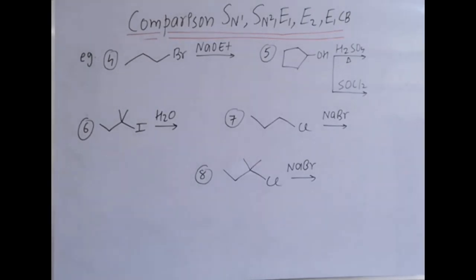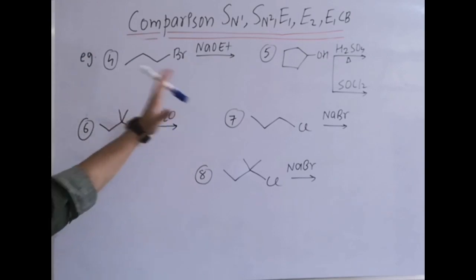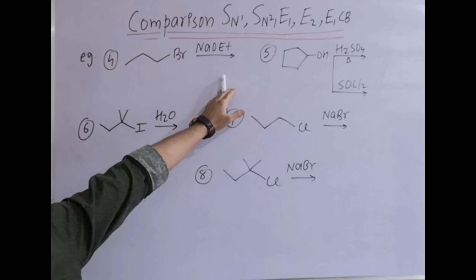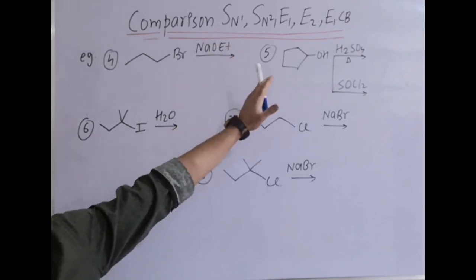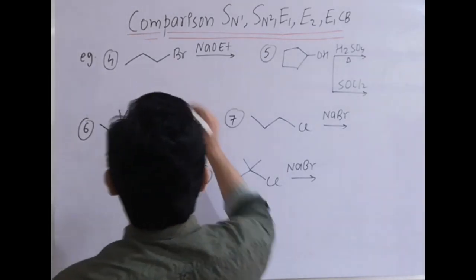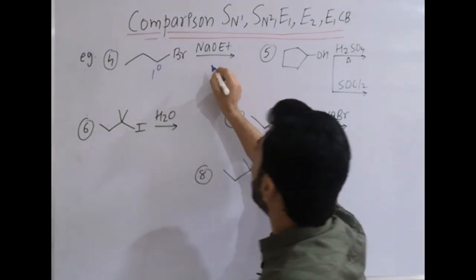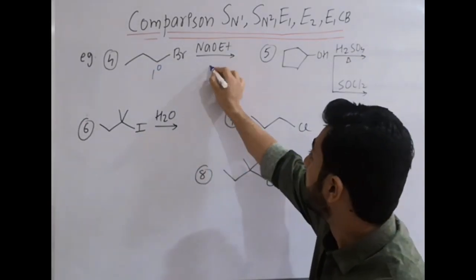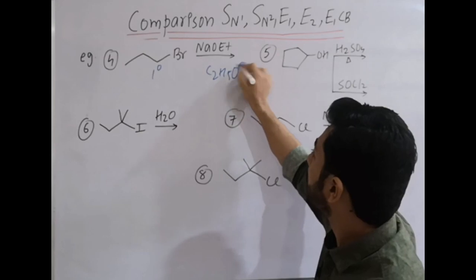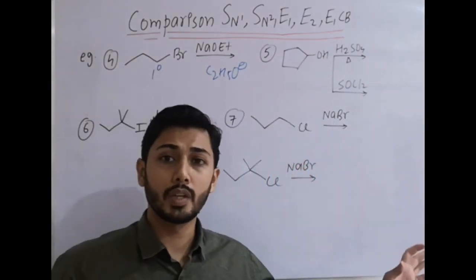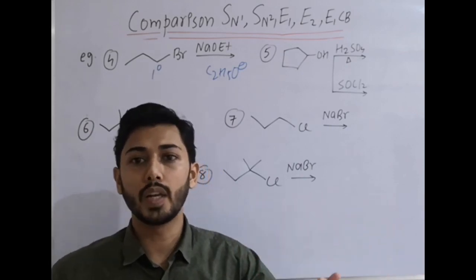Now in the next examples, again using the initial chart we have done, you can try these examples. Substrate is given, and the nucleophiles used are given. Pause this video, try these examples and check your answers. Starting with the fourth one, this is a primary alkyl halide with NaOEt, that is sodium ethoxide. It is a strong nucleophile as well as a strong base. Now the point is the degree of alkyl halide.